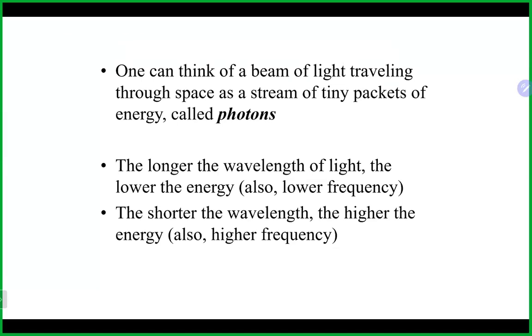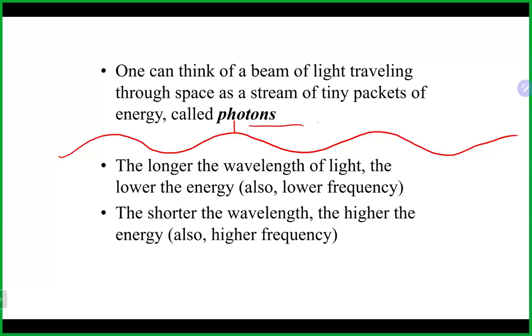When we think of a beam of light that is traveling, we could think of it traveling through space as tiny packets of energy, which are referred to as photons. And the relationship between wavelength and energy and frequency is this. If we have something that has a longer wavelength, like this, a little bit more drawn out, if you will, so we have a much longer wavelength, it actually will have a lower frequency. It's going to take a little bit longer for it to pass that point. And that typically results in lower energy. So something with a longer wavelength is typically associated with lower energy.